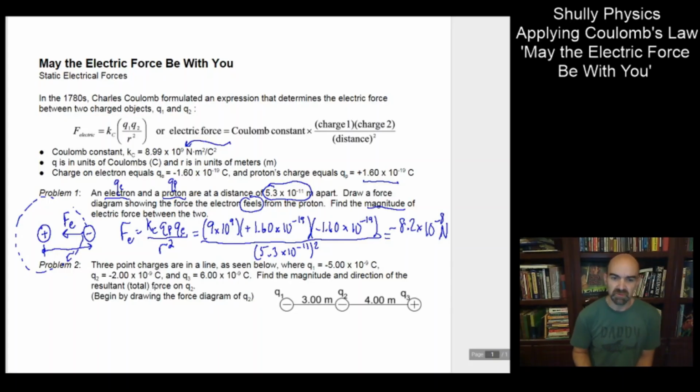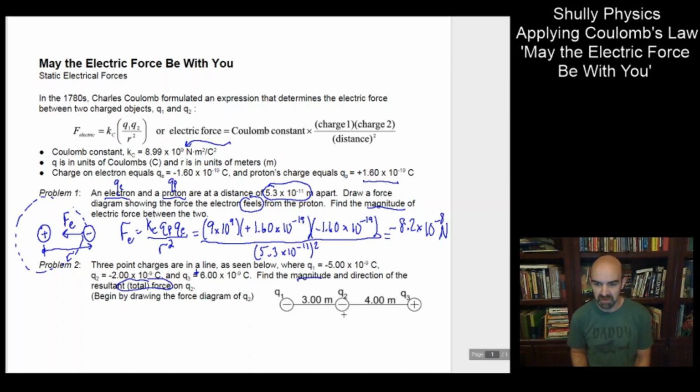Problem number 2 says three point charges are in a line where Q1 is given. This is a different amount of charge, so we don't need to use the proton and electron anymore. This is charge 1, negative 5 times 10 to the negative 9 coulombs. Q2 is negative 2 times 10 to the negative 9 coulombs, and Q3 is 6 times 10 to the negative 9. So take a note of that, this is a positive 6 there. Find the magnitude and direction of the resulting force on Q2.